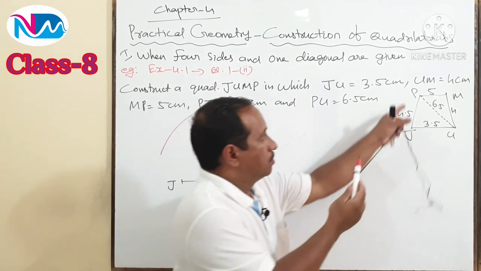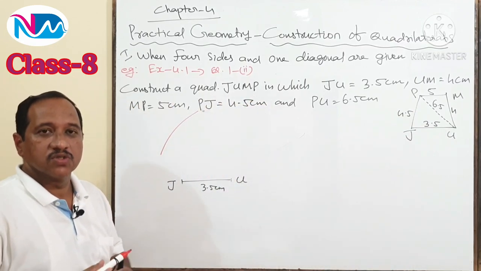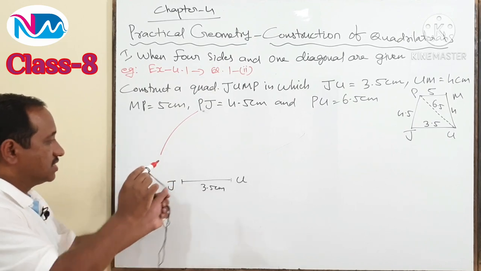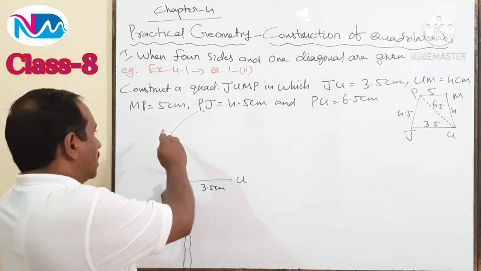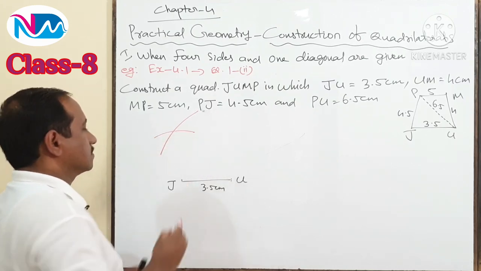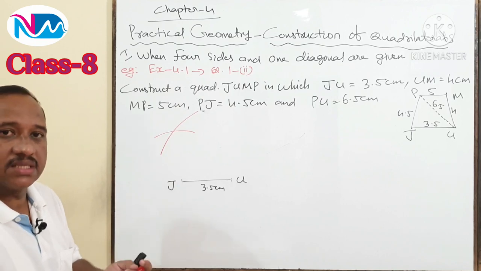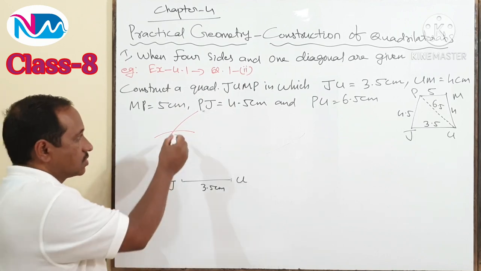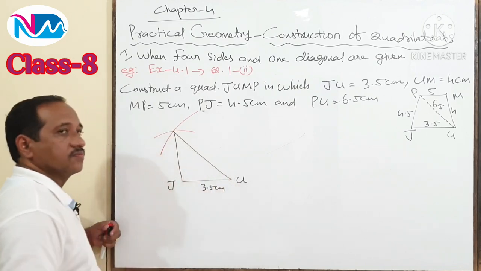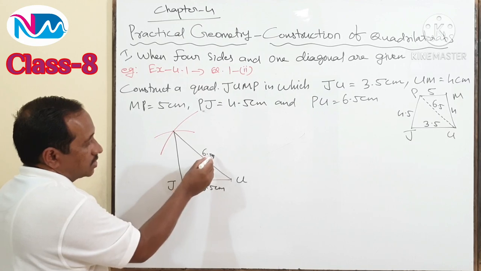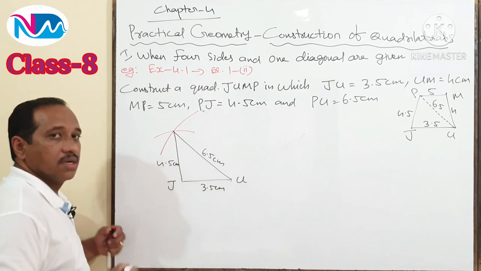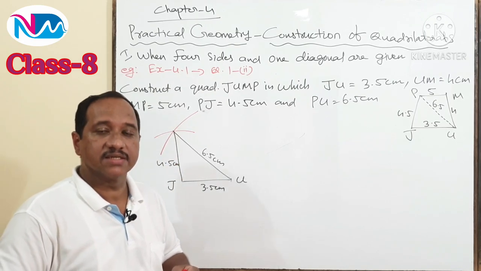The next one is PJ is 4.5. So take 4.5 cm radius on the compass and with J as center, draw an arc which will intersect the previously drawn arc like this. So, we are getting the point of intersection of the two arcs drawn, joined to J and U. This is 6.5 cm, this is 4.5 cm. Half of the quadrilateral is completed.